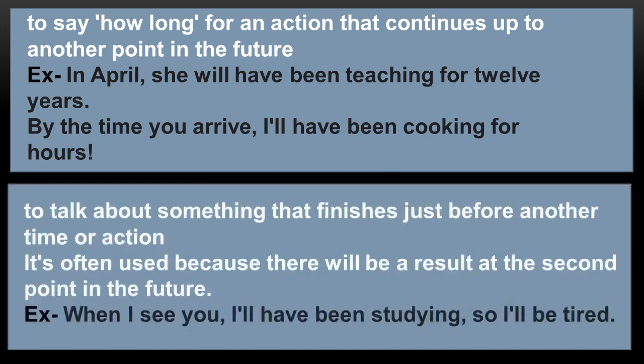Another use we have is to talk about something that finishes just before another time or action. It is often used because there will be a result at the second point in the future. For example, when I see you, I will have been studying, so I'll be tired. That means cause and effect, and also to talk about an action that will finish before another action or time. So they were the uses of future perfect continuous tense.